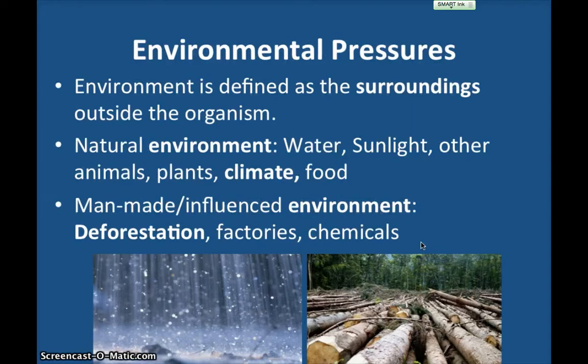We also have things like environmental pressures. So the environment is just defined by our surroundings. And there's things in the environment that are natural, like water, sunlight, other animals, plants, climate, food. And there's also things that are man-made or influenced, things like deforestation, building factories, driving cars, producing chemicals. All of these are environmental pressures.